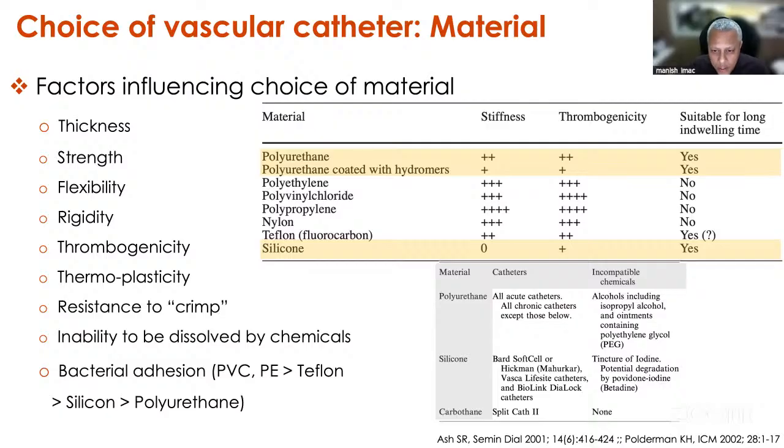Now, the knowledge of this material is also important because in the polyurethane catheters, some of the incompatible chemicals are alcohols, such as isopropyl alcohol, and ointments containing polyethylene glycol. Whereas for silicone catheters, some of the incompatible chemicals are tincture of iodine, where there may be a potential degradation with povidone iodine. So when we are doing dressings for these catheters, we would probably want to avoid these solutions. And actually, if you think about it, chlorhexidine would probably work equally well for both these catheters.